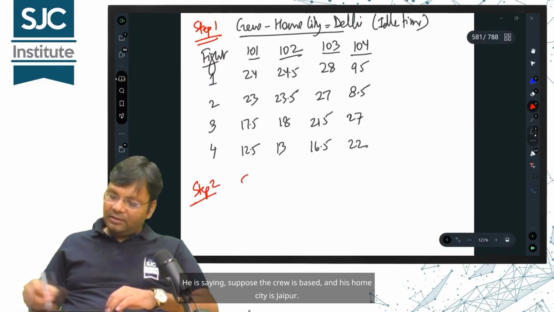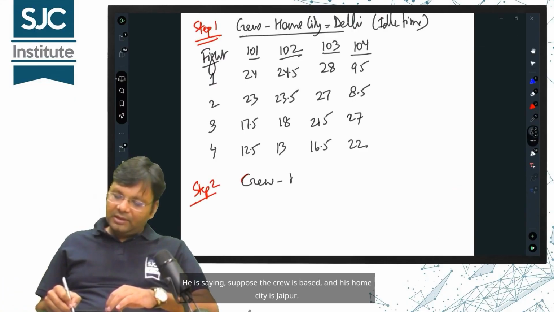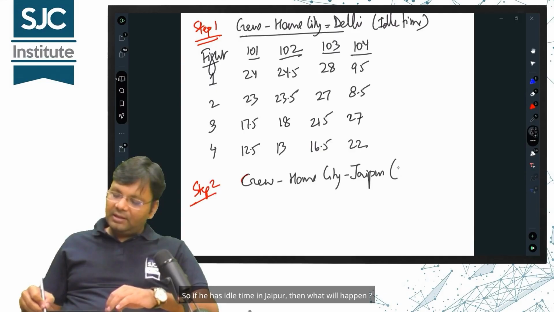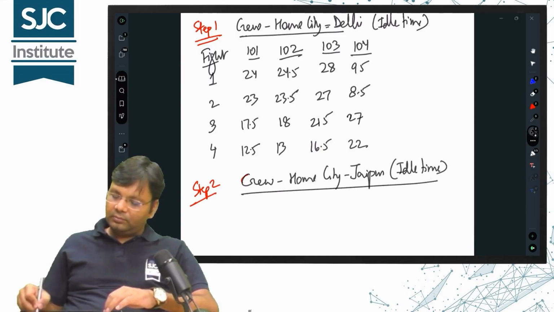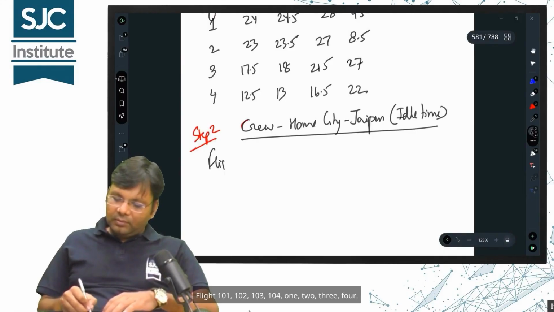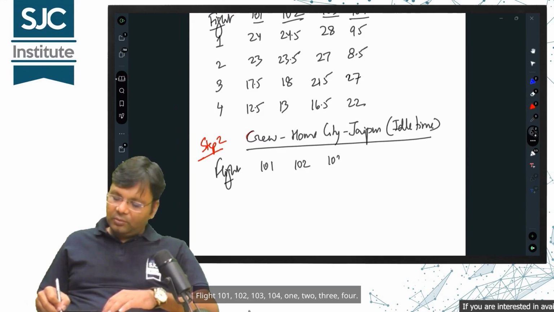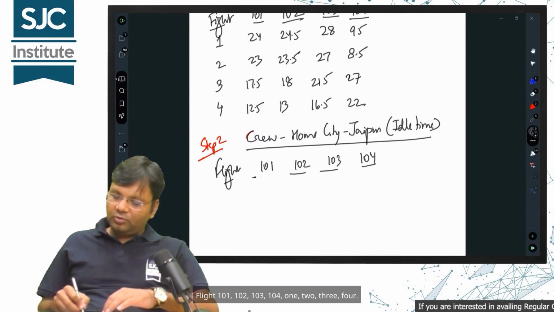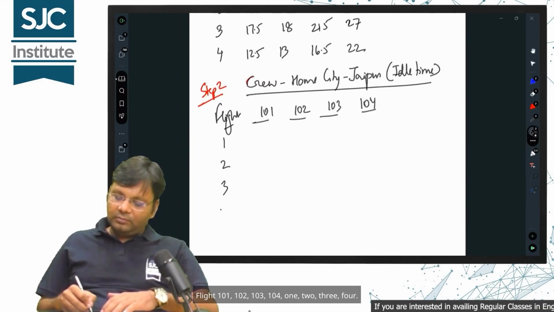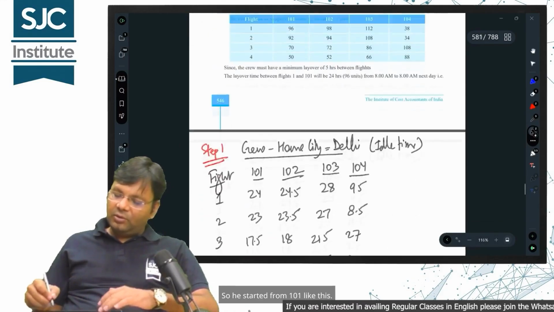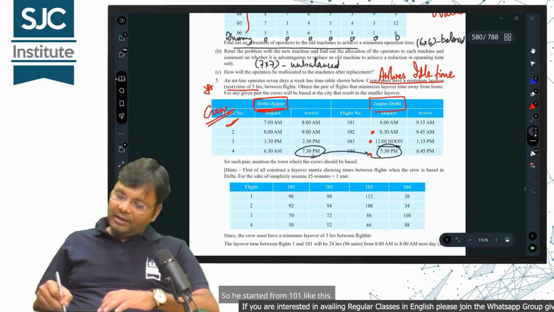He is saying, suppose the crew is based and his home city is Jaipur. So if he has idle time in Jaipur, then what will happen? Flight 101, 102, 103, 104, 1, 2, 3, 4. Now think from this side. So he started from 101 like this.